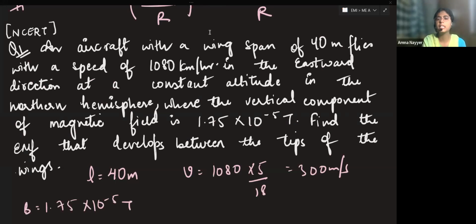Why 5 by 18? Whenever you convert kilometer per hour into meter per second, you multiply it by 5 by 18. Because 1 kilometer is made of 1,000 meters, and 1 hour has 3,600 seconds, that is 60 minutes multiplied by 60 seconds. Once you cancel this, it is 5 by 18. So whenever you have to convert kilometer per hour into meter per second, just multiply it by 5 by 18.